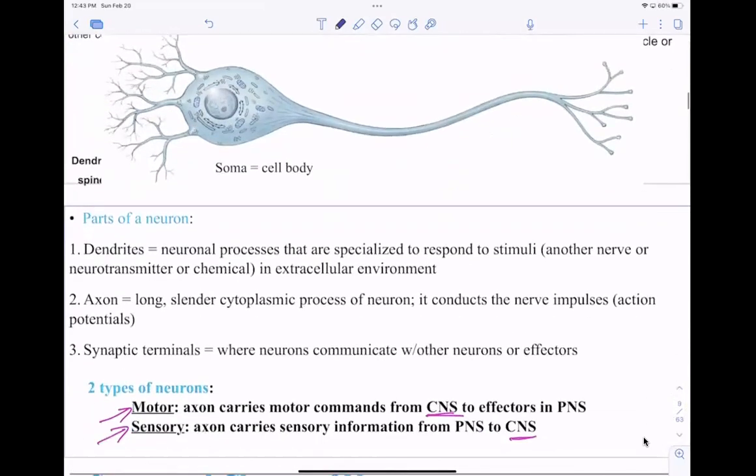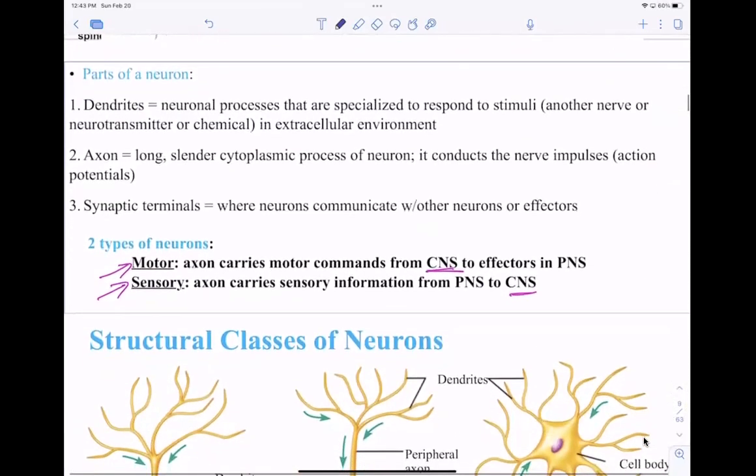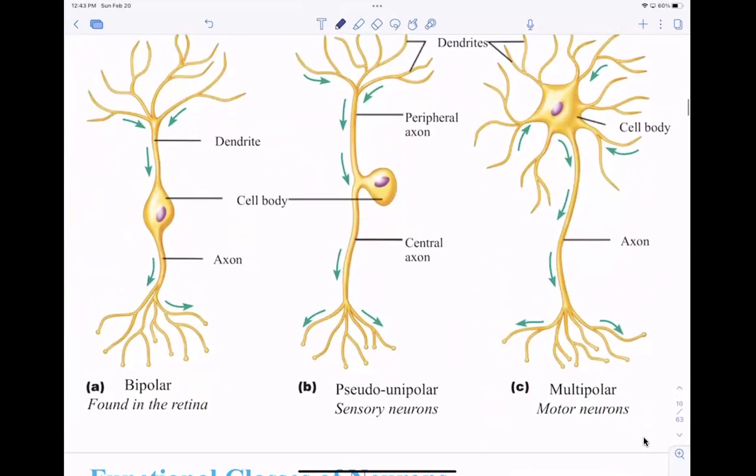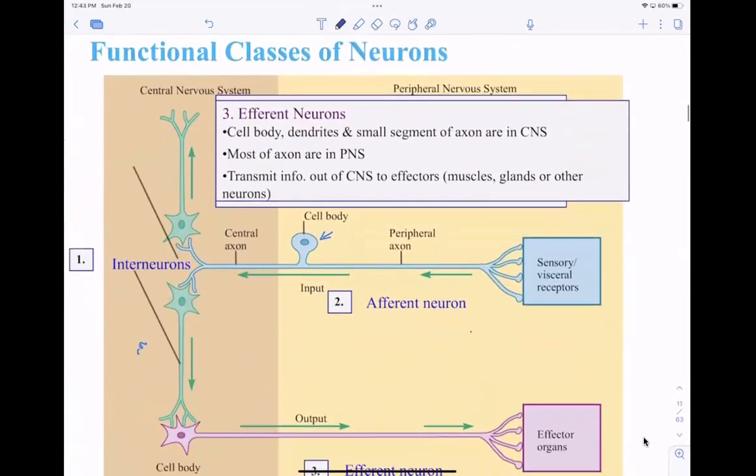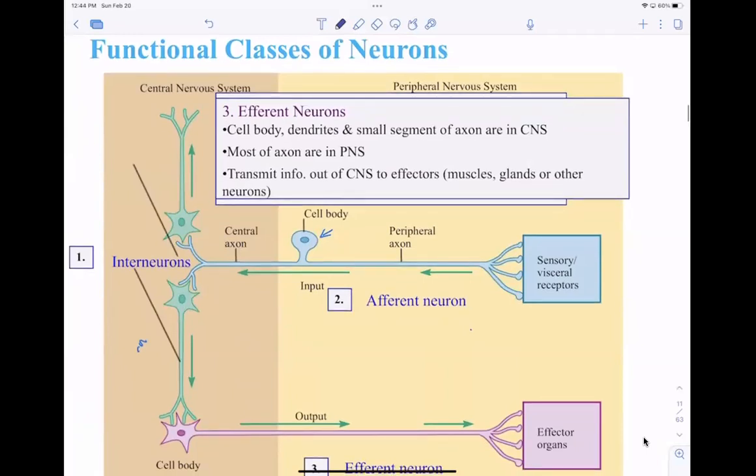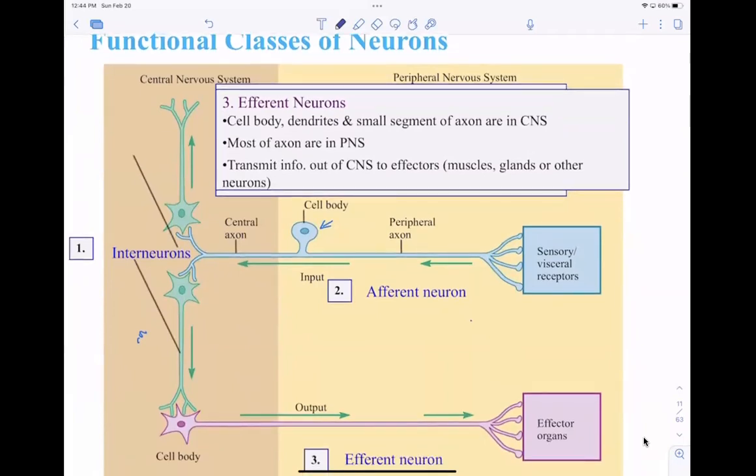This is the cell. And really, we talk mostly about motor neurons, sensory neurons, and interneurons. Those are the basic neurons that we concern ourselves with in this class. Pseudo-unipolar, those are mostly the sensory neurons. Multipolar are the motor neurons. Interneurons can take on many shapes that are a little bit different. So functional classes of neurons: you have sensory going in, you have motor coming out, and then again, you have the interneurons.